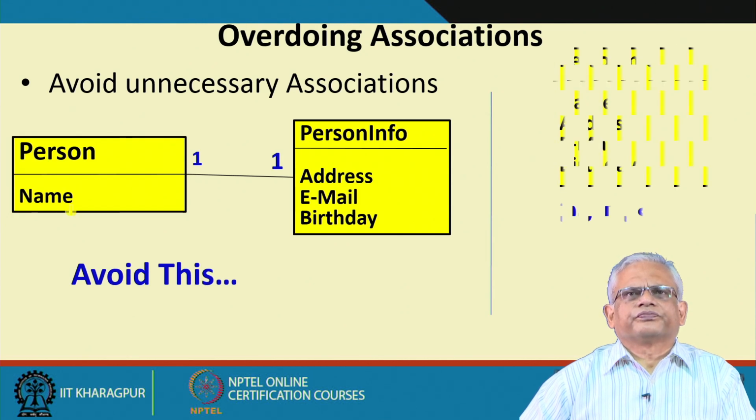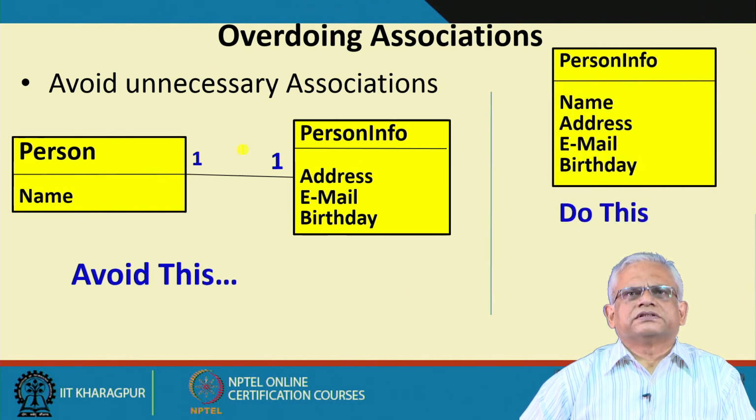We should have these in the same class, because these uniquely belong to this person. It's inefficient and more complicated to have a one-one association between these. Rather, we would have that in the same class. So this is preferable. Let's not overdo the association.